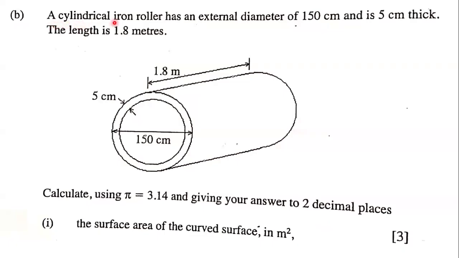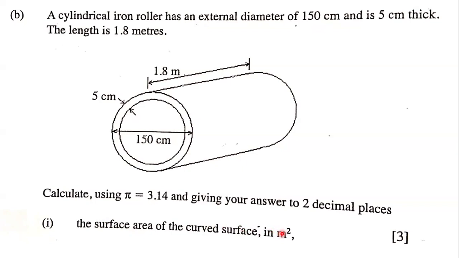A cylindrical iron roller has an external diameter of 150 centimeters and it's 5 centimeters thick. The length is 1.8 meters. Calculate using pi as 3.14 and give your answer to 2 decimal places, the surface area of the curved surface in meters squared. So they want us to determine the surface area of the curved surface in meters squared.